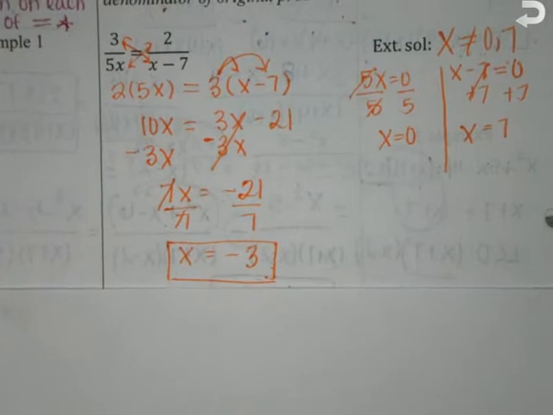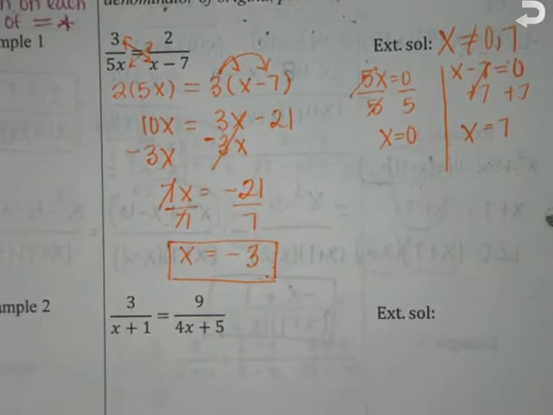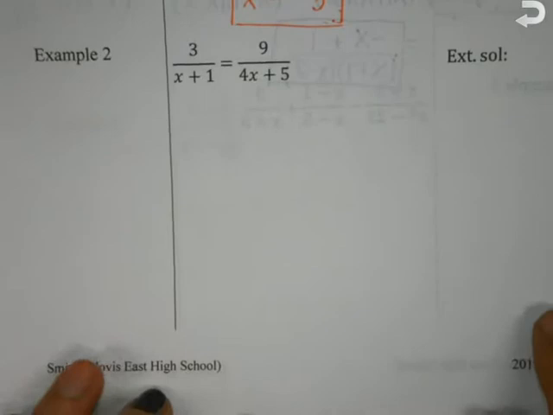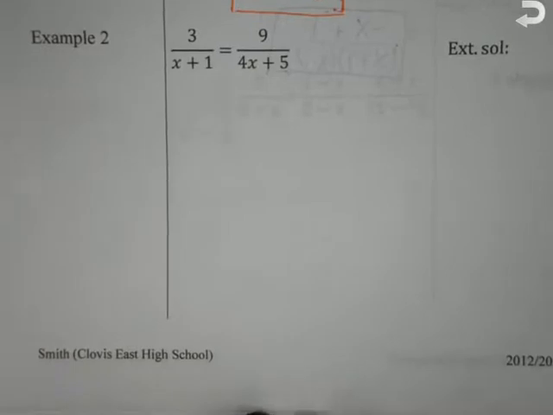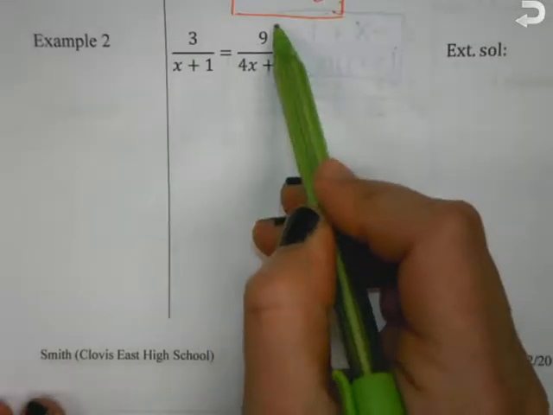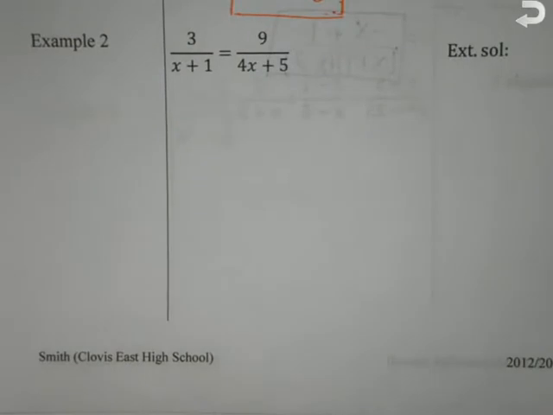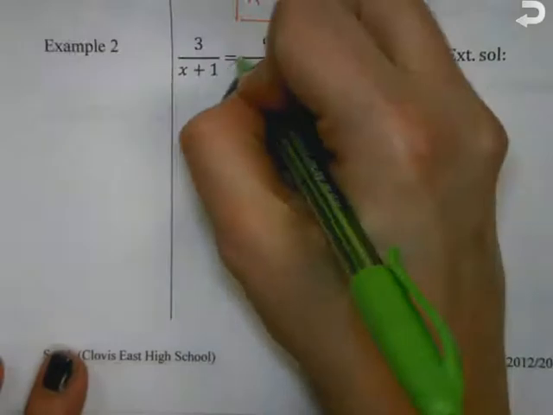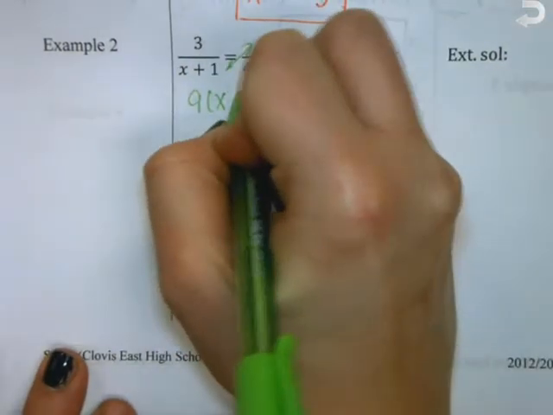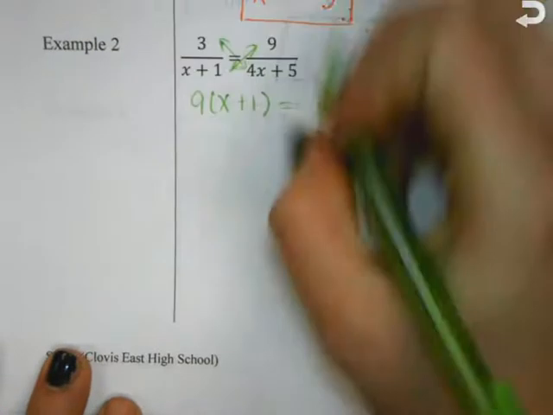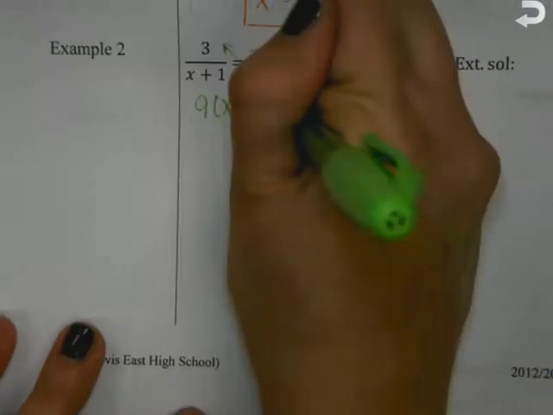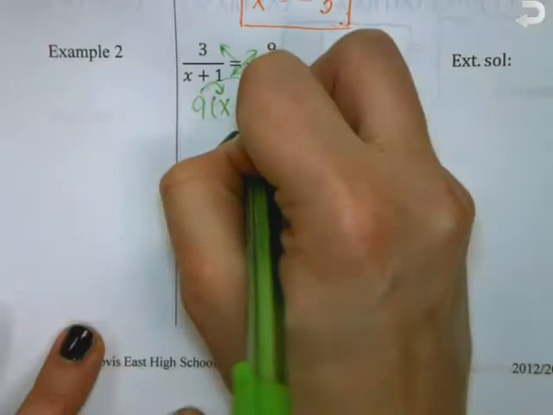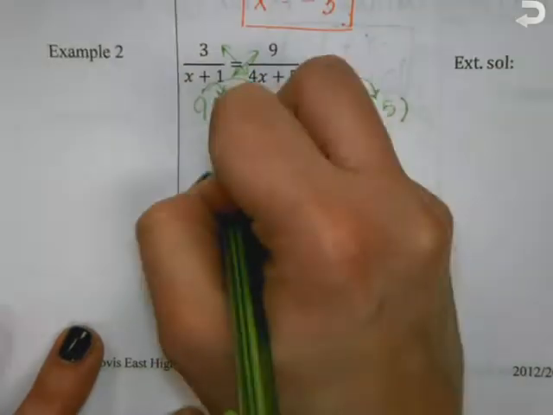Make sense? Okay. So example 2. 3 over x plus 1 equals 9 over 4x plus 5. Do I have one fraction on each side of the equal sign? Yes. So can I cross multiply? Yes. So that's going to give me 9 times x plus 1 equals 3 times 4x plus 5. Distribute. So that gives me 9x plus 9 equals 12x plus 15.